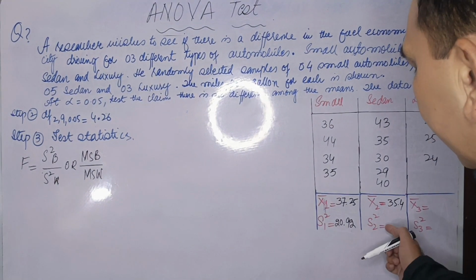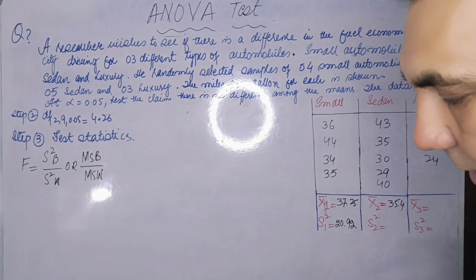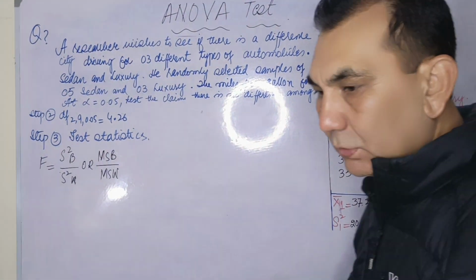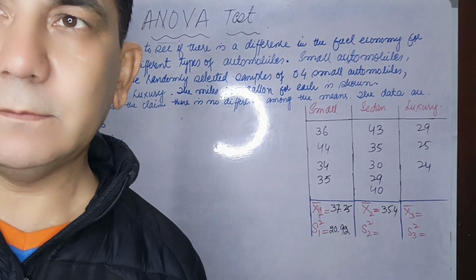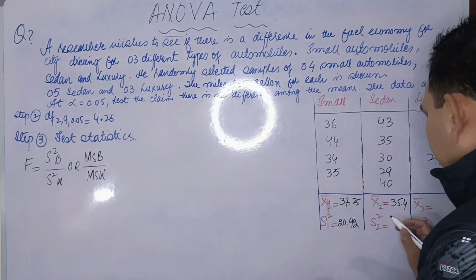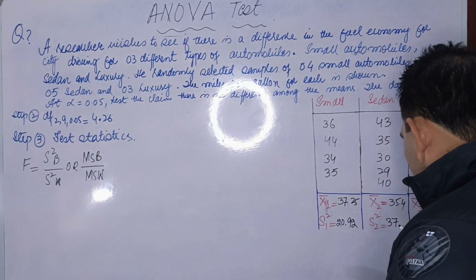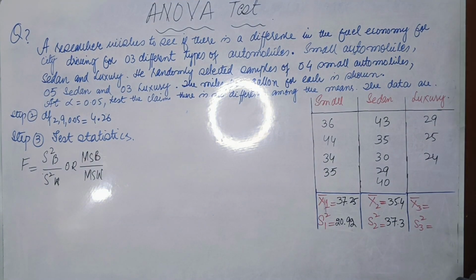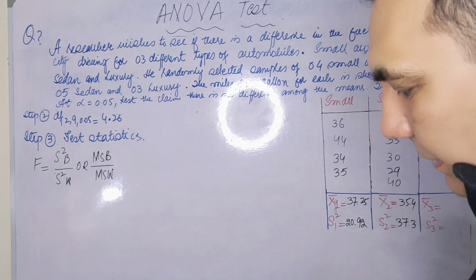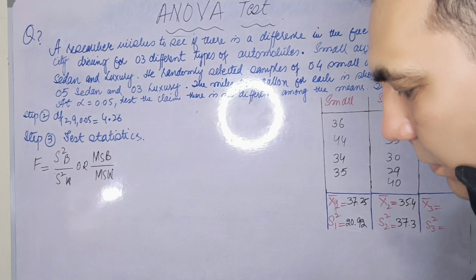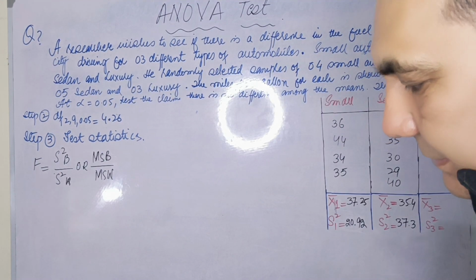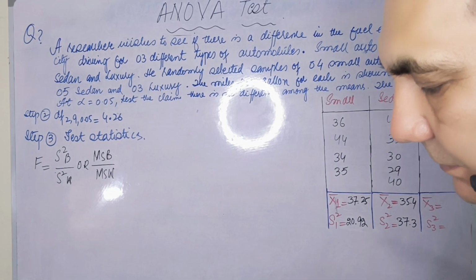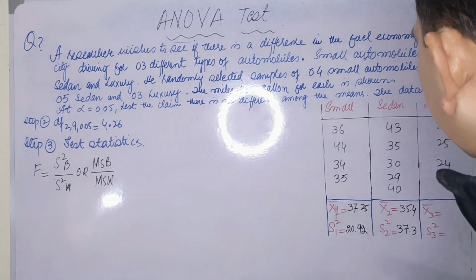Then we need the variance, so we will square it. 37.3 is the variance for the second data. Now again we press shift, mode, 3 and equals, and all the data from the previous one has been erased. Now again press the mode, press the 2 for standard deviation.